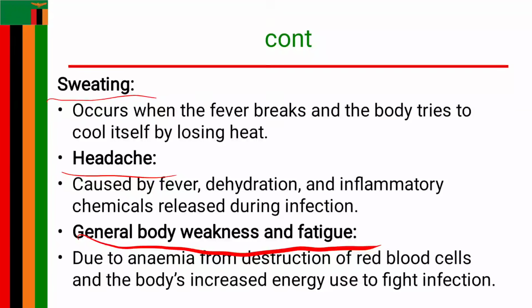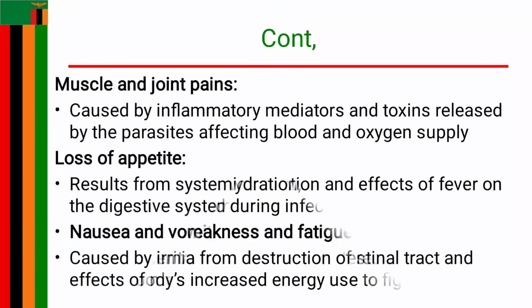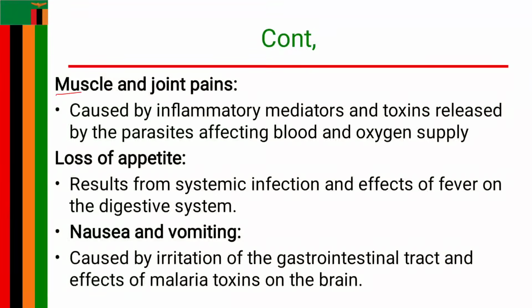Generalized body weakness and fatigue because of anemia as a result of the destruction of the red blood cells, and this affects peripheral circulation. Other signs and symptoms, it's muscle and joint pain. This is because of the inflammatory mediators and toxins released by the parasites that affect blood and oxygen supply.